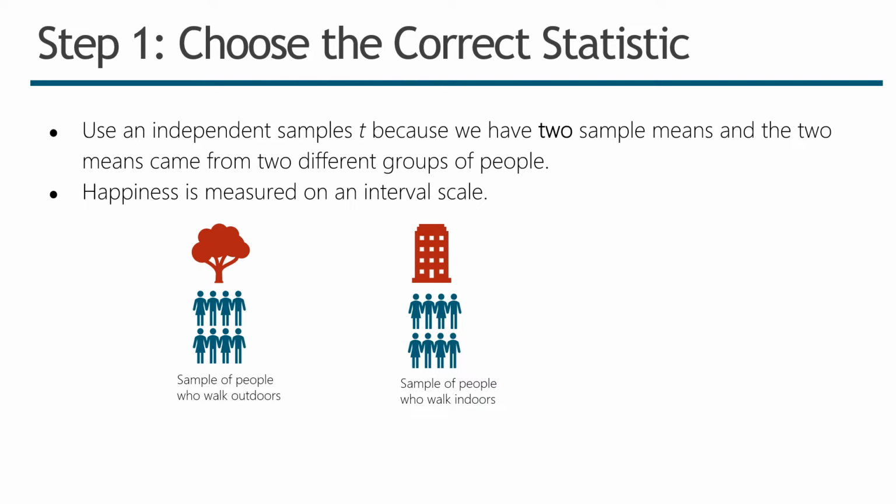Our first step is to make sure we've chosen the correct statistic to analyze our data. In this case, we have 2 separate means from 2 separate groups of people, and we also have a dependent measure measured on an interval ratio scale. So an independent measures t is appropriate when you have 2 sample means that came from 2 different groups. And remember that you can only compute means if you have interval ratio data, not nominal or ordinal.